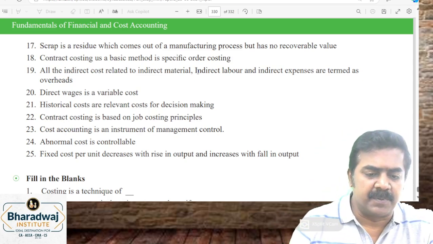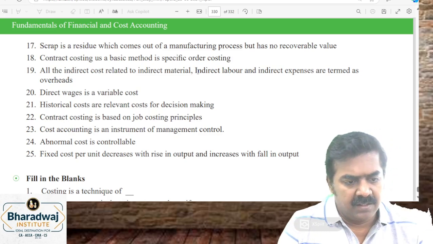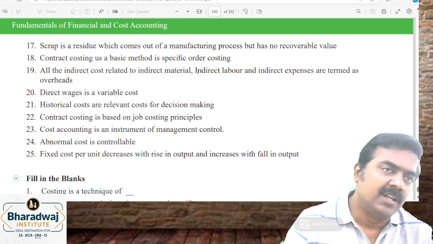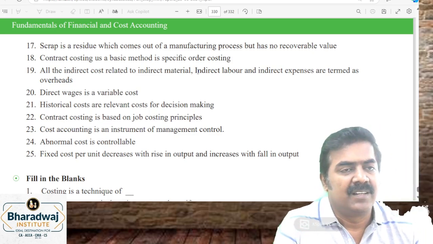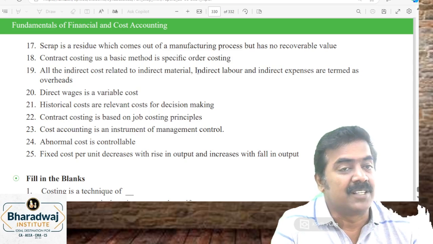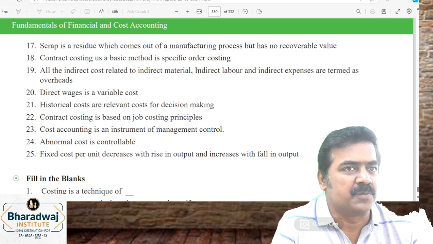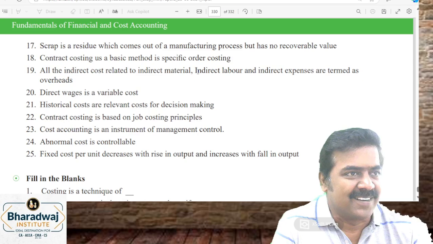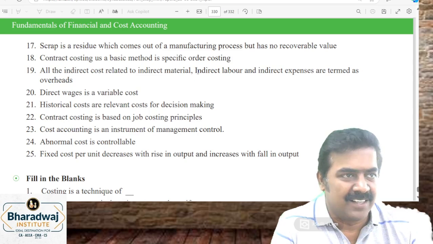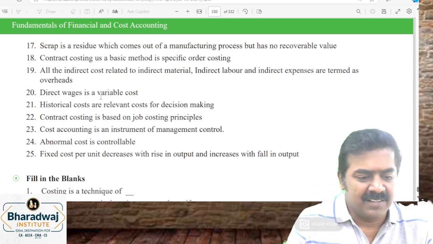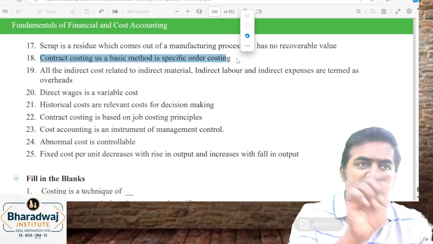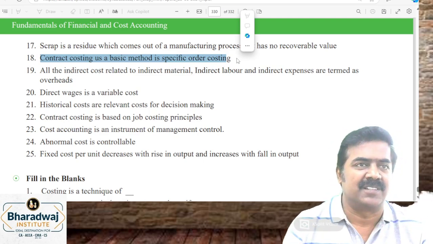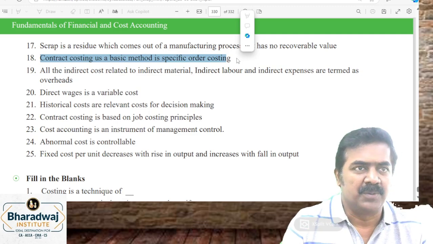Contract costing is a specific order costing. Yes. What do you mean by contract costing? When is contract costing used? We saw it in methods of costing, right? Which industry uses contract costing? The construction industry. Specific order costing: the customer gives instructions, and accordingly we do the construction. So true or false? True. Next.